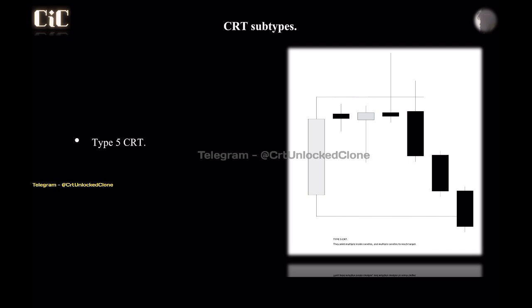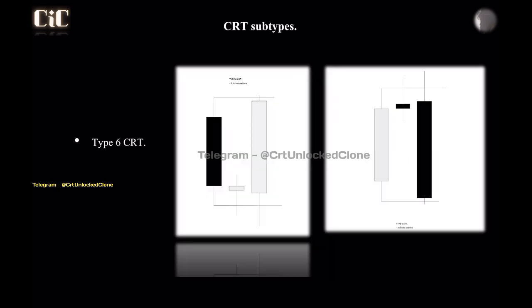Finally, you have Type C CRT, Type 6. Type 6 is also another one which messes with beginner traders and makes them doubt the concept. But all they should do is doubt themselves for not knowing the concept. Right? So type 3 is candle 1, candle 2, and then candle 3 turtle soups, the turtle soup.